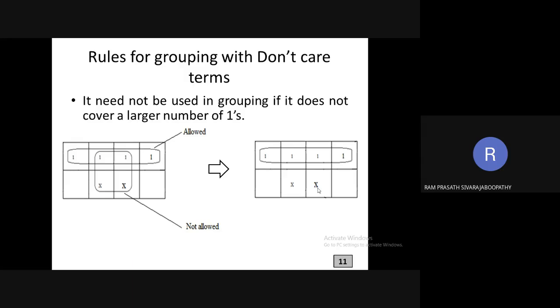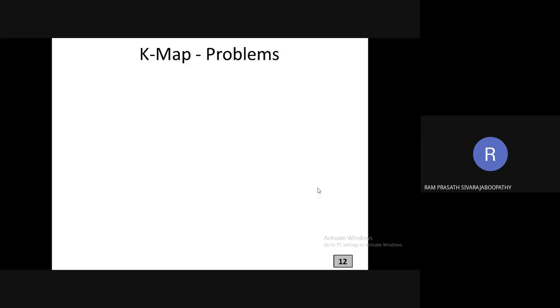We are neglecting that particular combination. Fine. Next we will see problems.